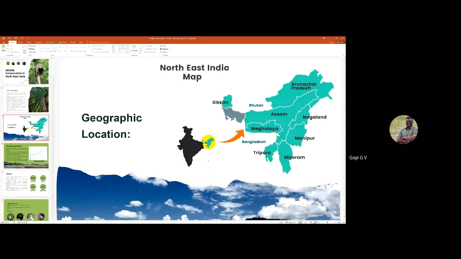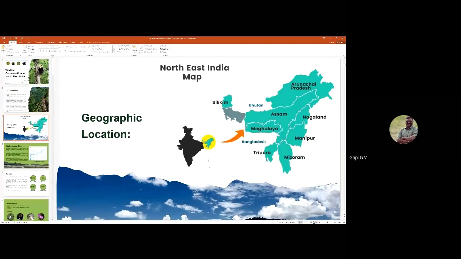But if you look at the habitat as such, although Northeast India is predominantly mountainous, the landscape is also spread across a mosaic of geographical features. You have snow-capped mountains in the Trans-Himalayan regions, you have plateaus, valleys, and foothills. You have the vast alluvial floodplains of the Brahmaputra.